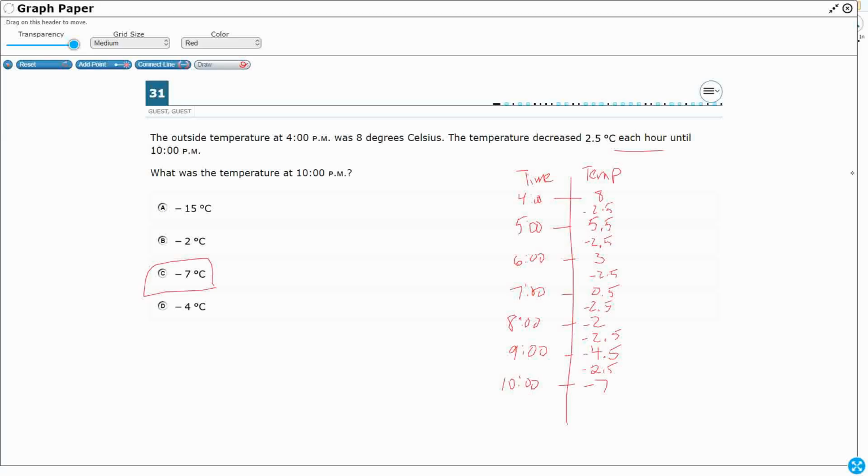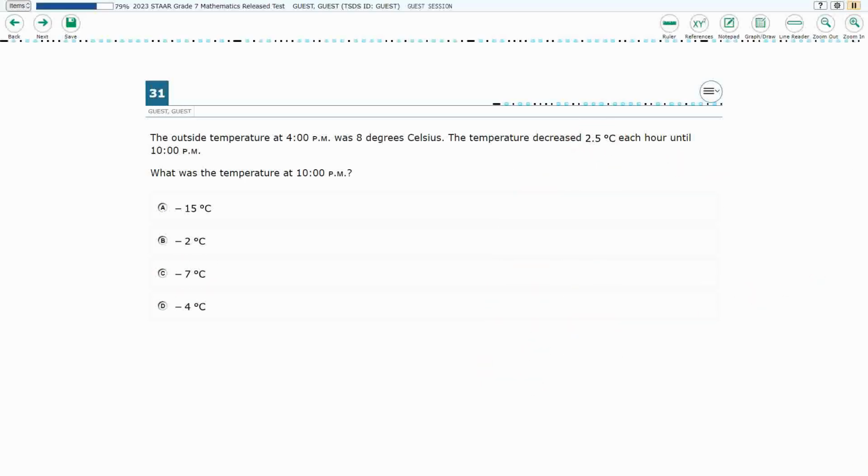Another way to solve this would be you get a rate, 2.5, and you get each hour between 4 and 10. So the question is, how many hours are there between 4 and 10? 1, 2, 3, 4, 5, 6, right? So you could have done your 2.5 times 6, and that's going to be 15. And then you could have just done, all right, so 8 degrees is the start. You take away 15 because that's how many drops. It has 6 sets of 2.5, and that also gets you your -7. Answer is C.